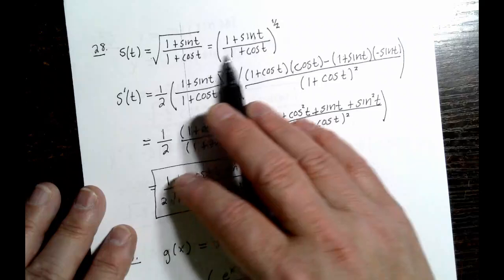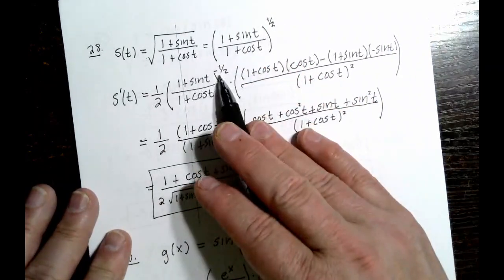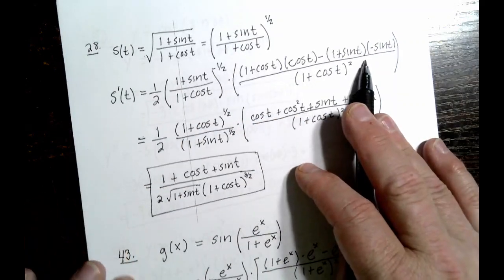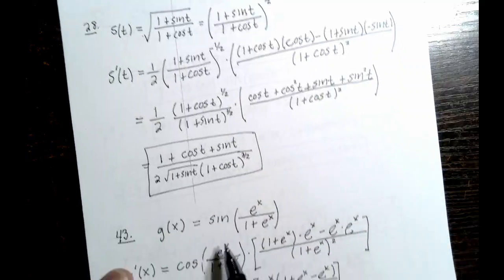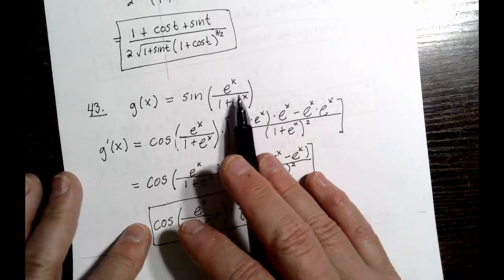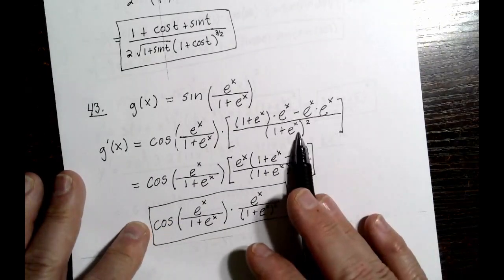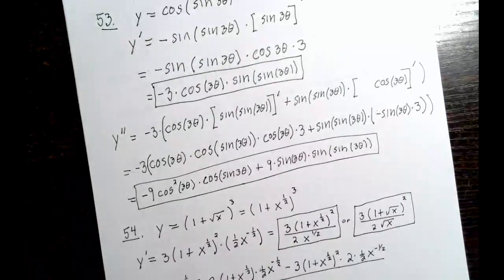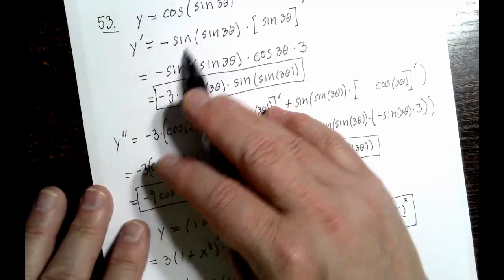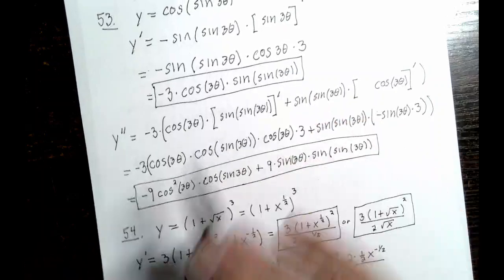Alright, this one is this quotient raised to the 1/2, so you bring the 1/2 out front, subtract 1 from the exponent, inside unchanged, followed by the derivative of the inside function. Alright, this one, it's definitely the chain rule. Derivative of sine is cosine times the inside function times the derivative of the inside function. Chain rule again, derivative of cosine is minus sine, untouched inside, followed by the derivative of the inside. And you get your answer there.